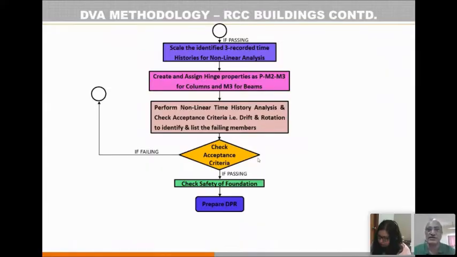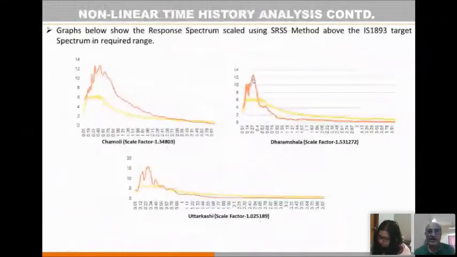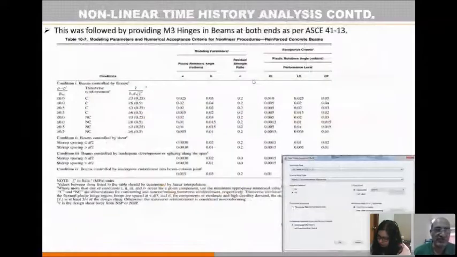Reanalyze your building when you are dealing with a hospital building or lifeline buildings. While doing so, you need to take appropriate values for the hinges: P, M2, M3 for the columns, and M3 for the beams. For that purpose, a very nice reference is ASCE 41-2017, in which Table 10.7 gives in detail the appropriate values to be incorporated for these parameters for the columns and the beams.